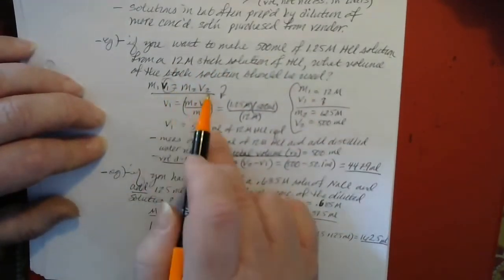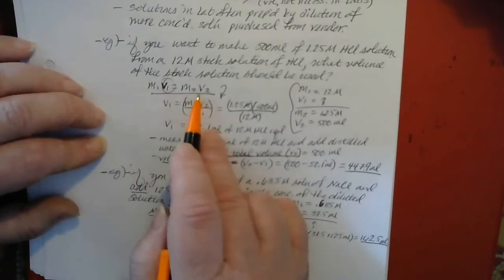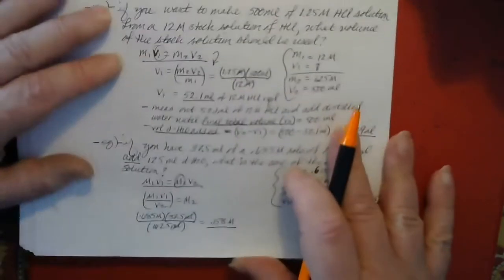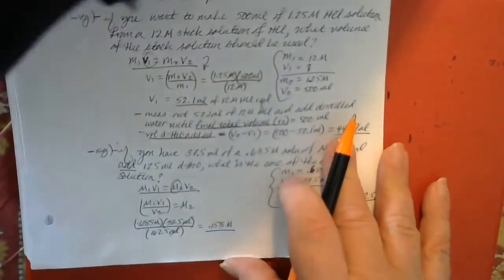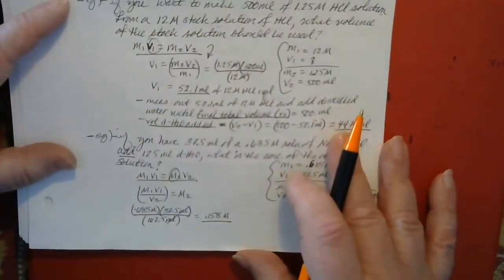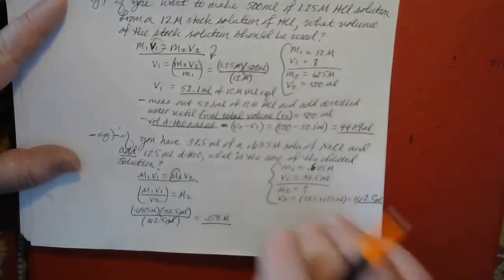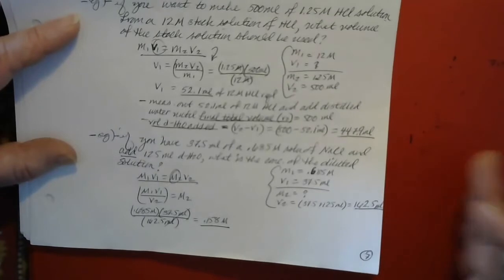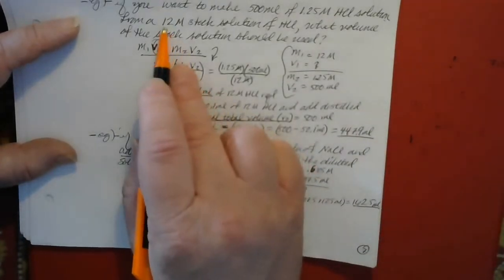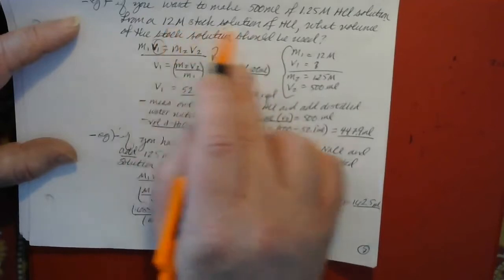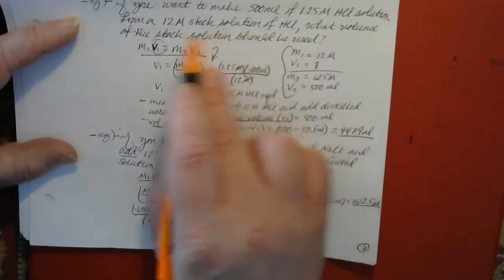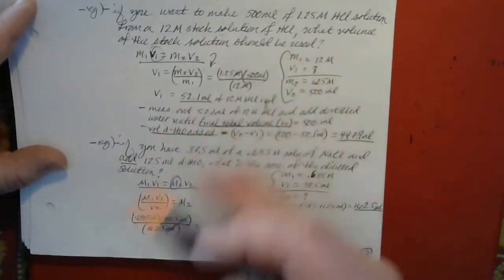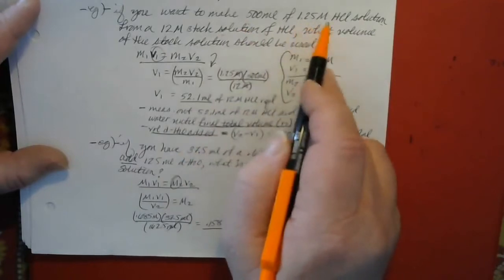And so using the equation M1V1 equals M2V2, M1 would be the original concentration. We usually assign M1, V1, M2, and V2 chronologically. So if you read a word problem, you just think about the order in which you would be doing things. In this question, I would be starting with the 12 molar stock solution from the stockroom, and so that is what I call M1. And then I'm going to turn that into the 1.25 molar solution.